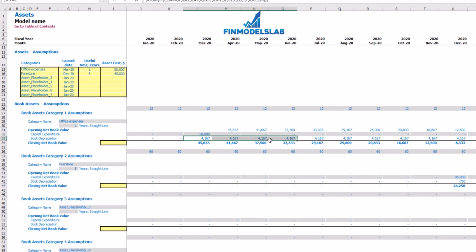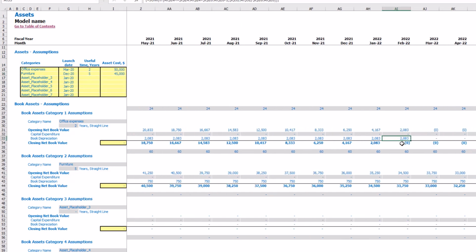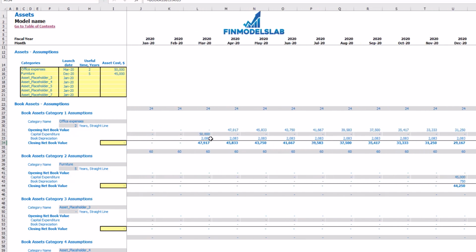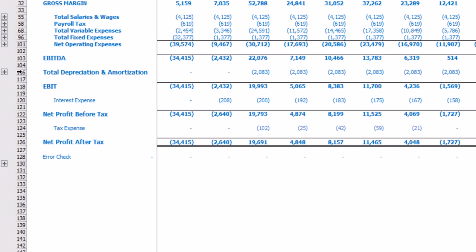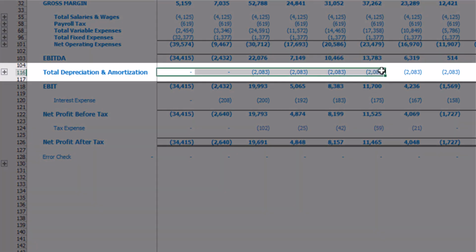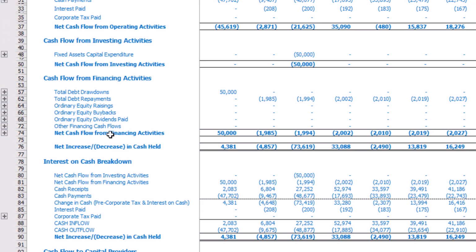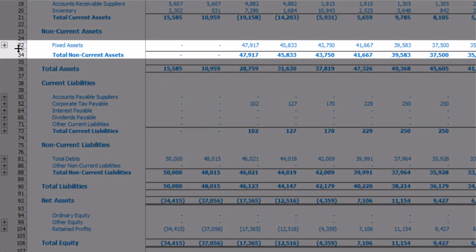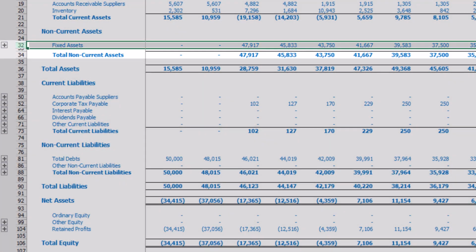You may see the calculation of book depreciation for 1 year according to the useful time. If you set 2 years, for example, you will see that it will be amortized fully by February 22, which is 2 years from March 20. And you can see the closing net book value of this asset. Additionally, you can input up to 6 other asset line items. In the income statement, you may find the depreciation and amortization amount for each month. In the cash flow, you may see the fixed asset capital expenditure, and on the balance sheet you may see the total closing net book value for these assets.